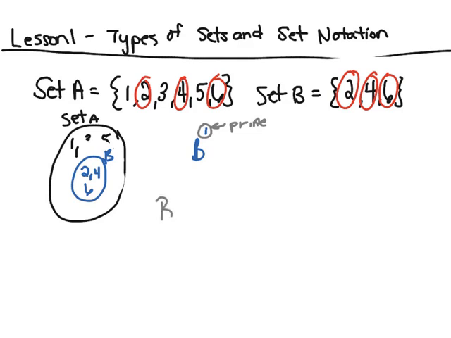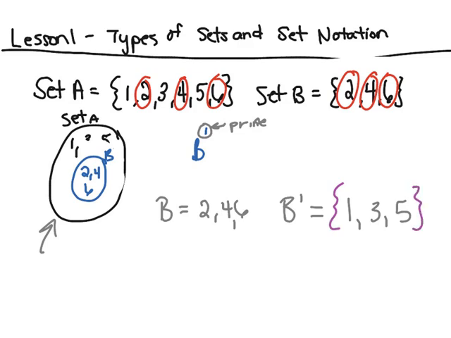B would be everything that's in B, so 2, 4, and 6. And B prime is everything that's not in B, but is still part of the big set. So 1, 3, and 5. So the complement of B is B prime. When you add them together, they make a whole. So B prime is equal to 1, 3, and 5, and you would write it in the squiggly brackets.